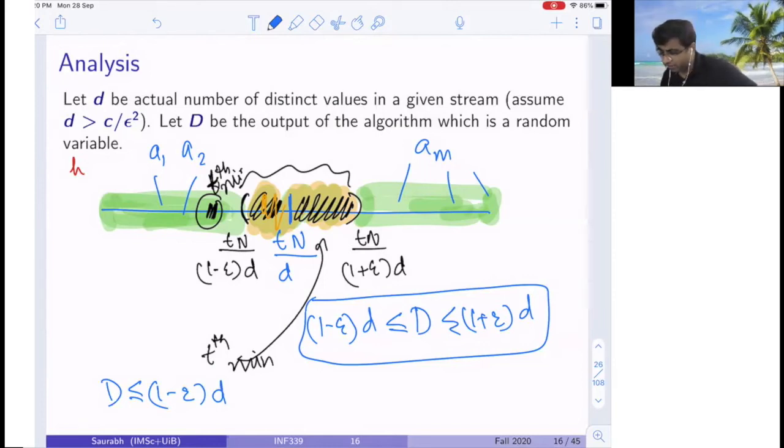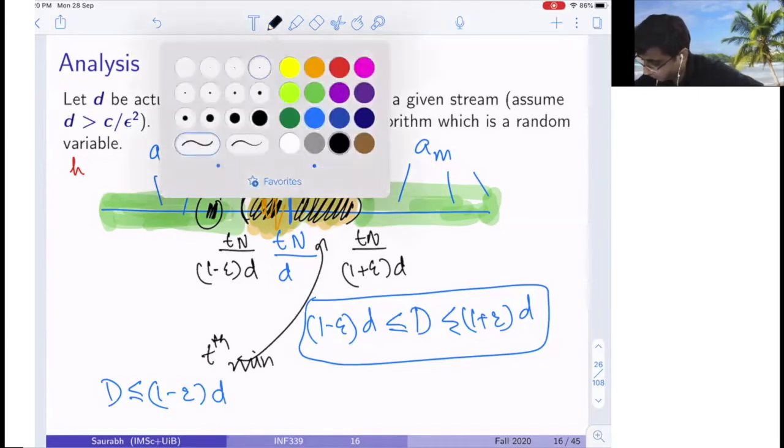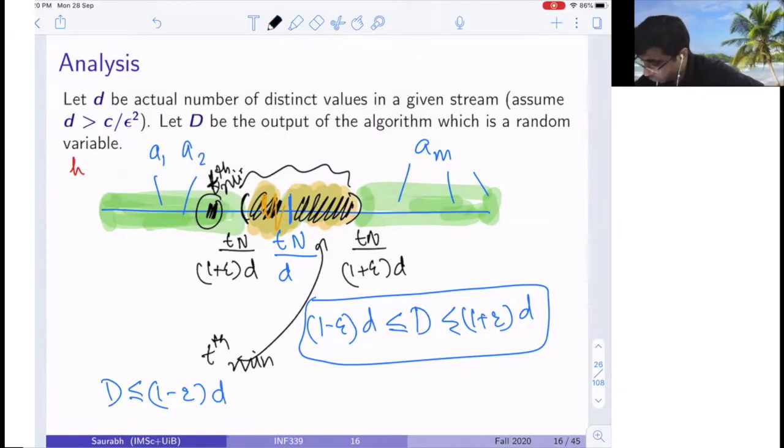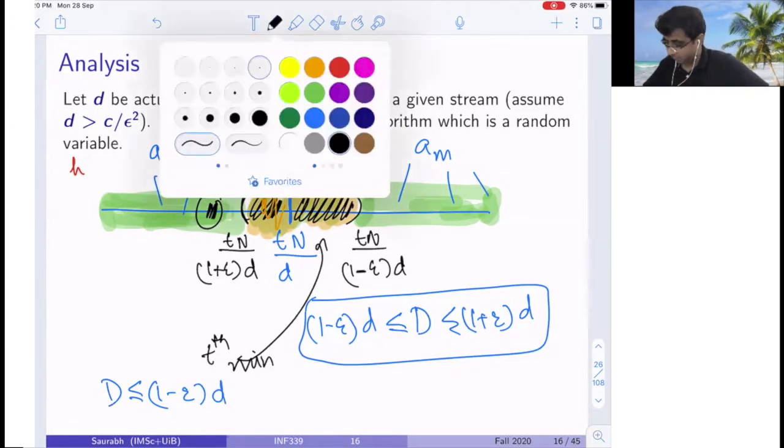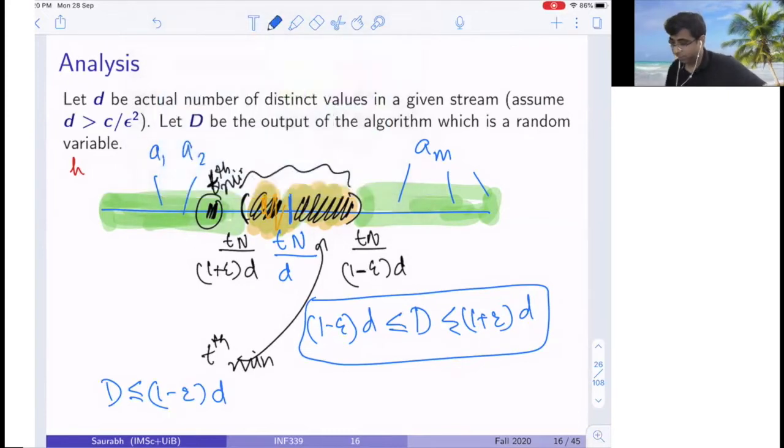Have I done something wrong here? Shouldn't it be 1 plus epsilon? Yeah, it should be 1 plus epsilon, right? Because this is a smaller number and this should be minus. Okay. Sorry. I always confuse this, but that is okay. So what is the chance that D is less than, okay, so let's ask ourselves, what is the probability that D is less than 1 minus epsilon over D?